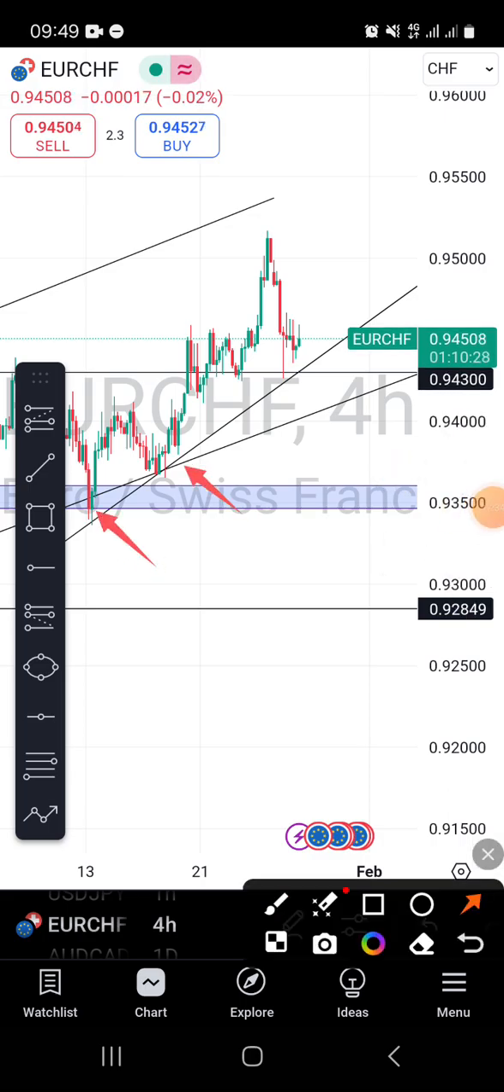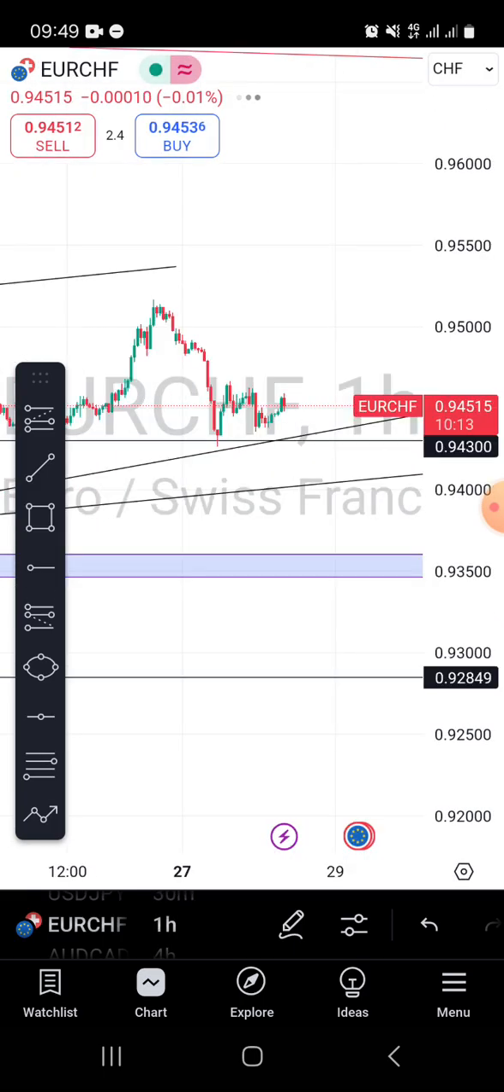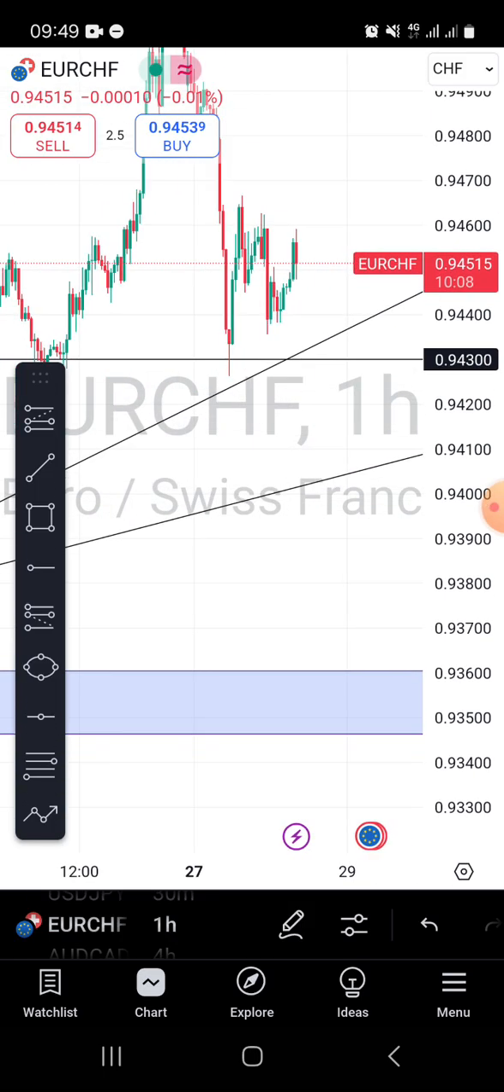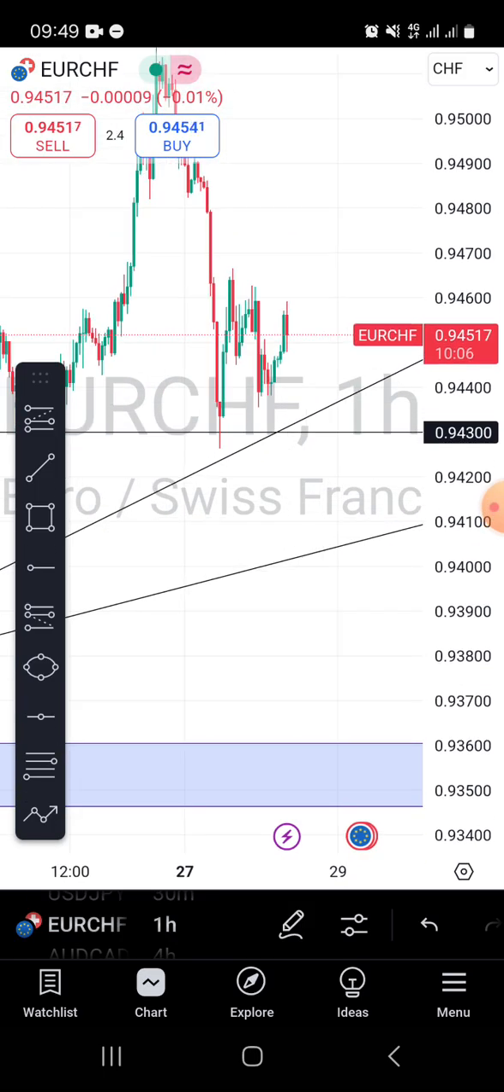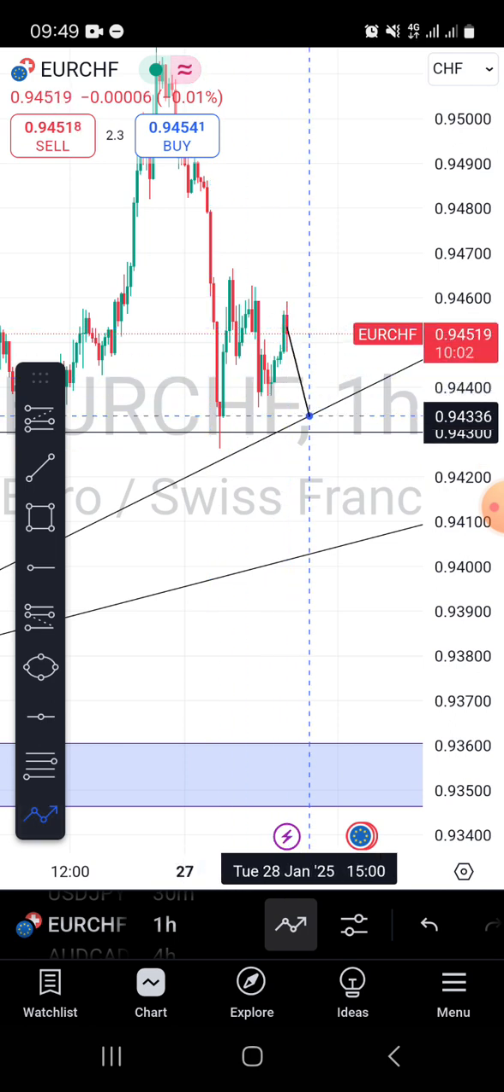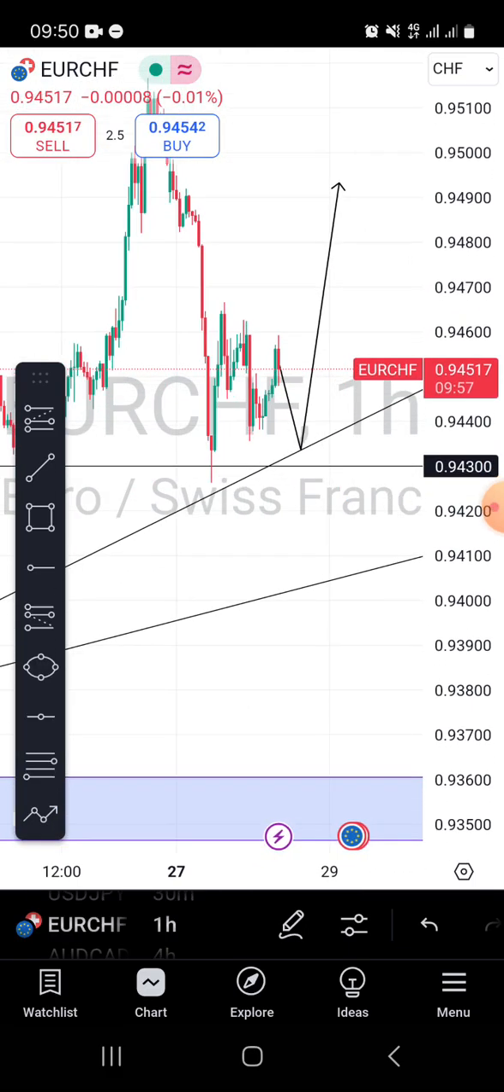The first touch, the second, the third. So our interest now, we are looking for only buys. Yeah, we are looking for this market to buy. We are interested in buying Euro CHF. So here it is. If we see a proper touch and rejection on this, then we go long.